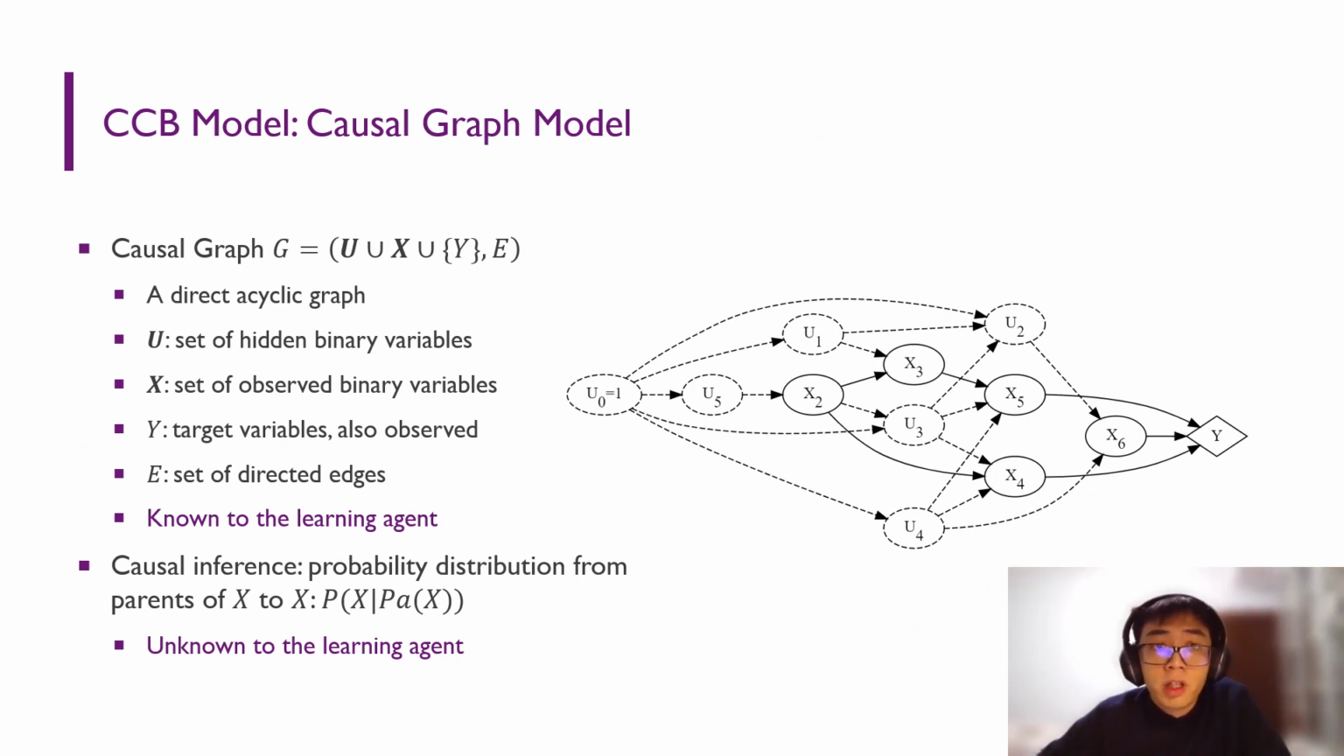Now, we focus on our combinatorial causal bandits model. The graph may have both hidden and observed binary variables. Y is the target reward. The graph structure is known to the learning agent. However, the probability distribution from parent nodes to a child node is unknown, so we have to learn causality.